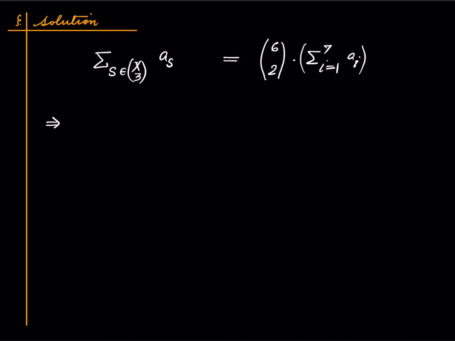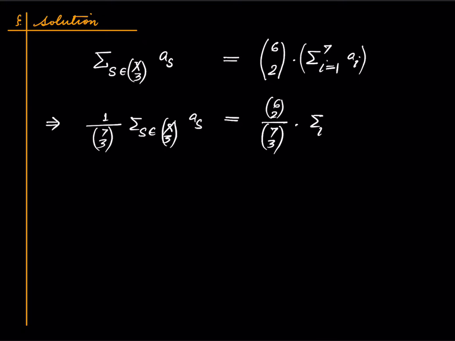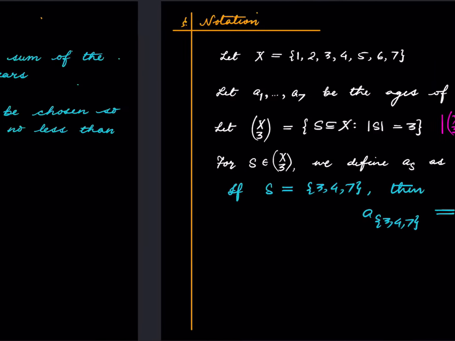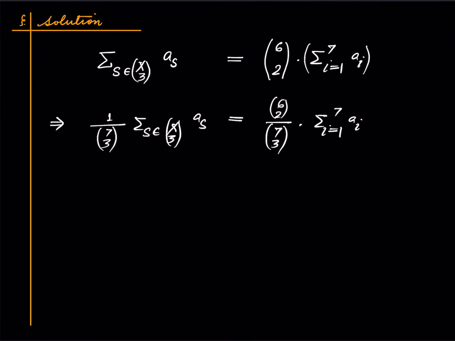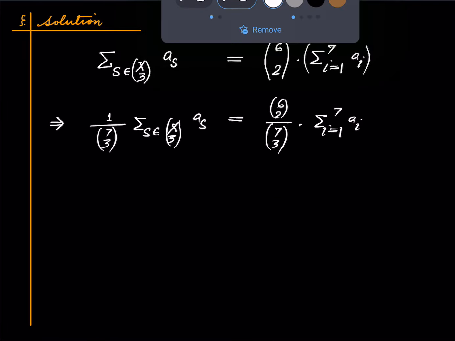Alright, so what does that give us? The average. Now how many terms are there? How many of the A_S's are there? Precisely the cardinality of this, which is 7 choose 3. So I will divide both sides by 7 choose 3. So 1 upon 7 choose 3 of this sum. The left side becomes an average, equal to 6 choose 2 upon 7 choose 3 times this sum. And I know the value of the sum. This is given to be, I don't know, 332. Yeah, this is 332.